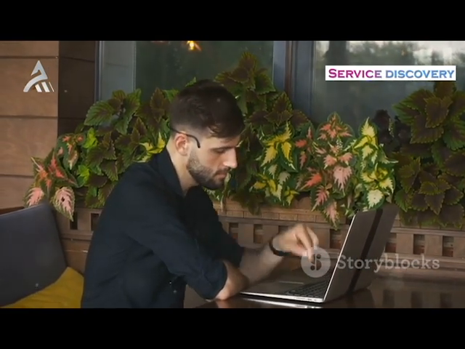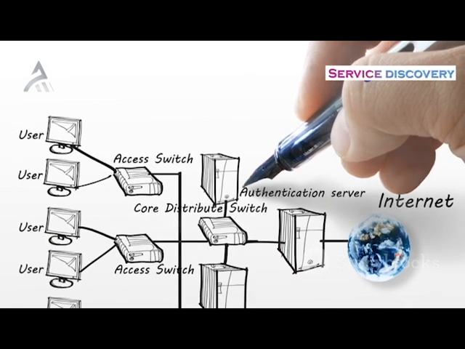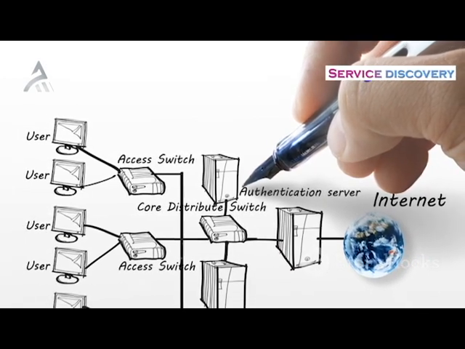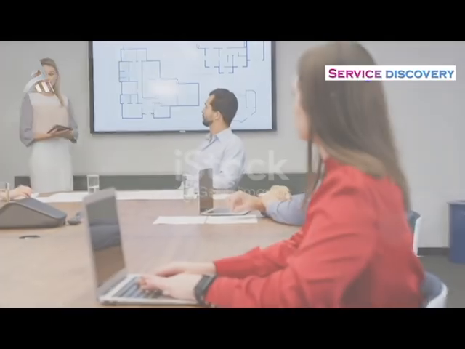The client receives a list of available service instances and their locations from the registry. It then uses a load balancing algorithm to select one of the instances and makes a direct connection to it.